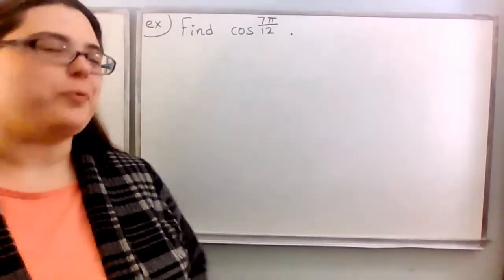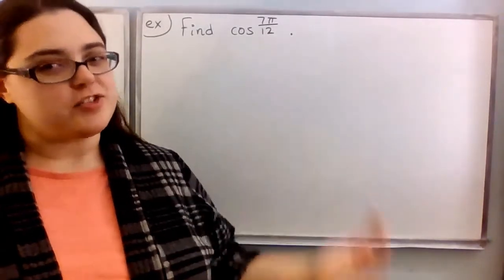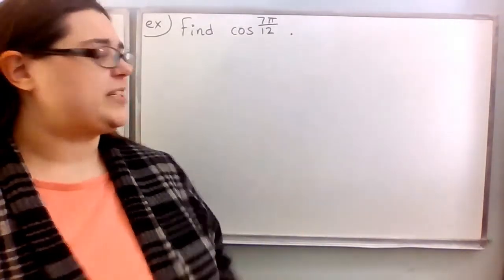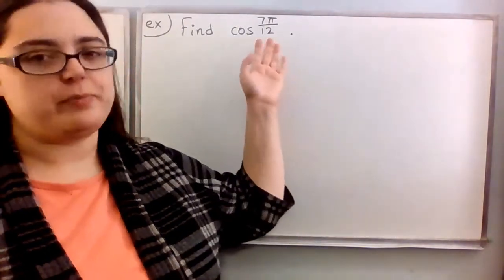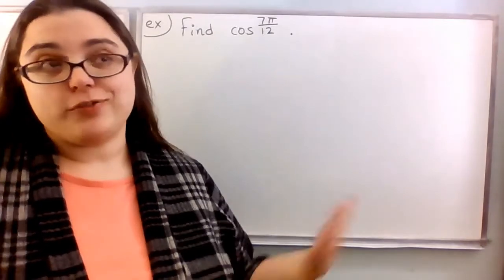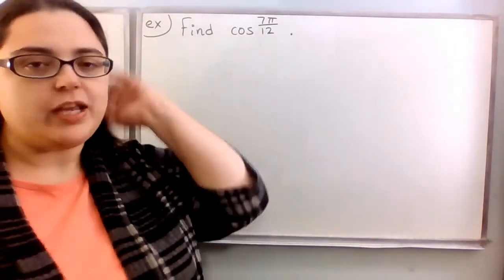Alrighty, for our first example, we need to find cosine of 7 pi 12ths. We saw this exact example when we did the sum and difference formulas. We used a sum to help us find cosine of 7 pi 12ths. Now we're going to use a half angle formula and see if we get the same answer, or maybe a different format of the same answer.